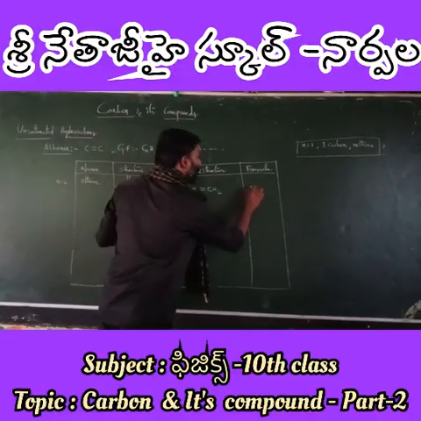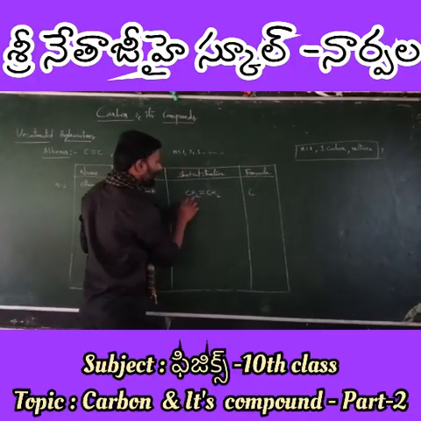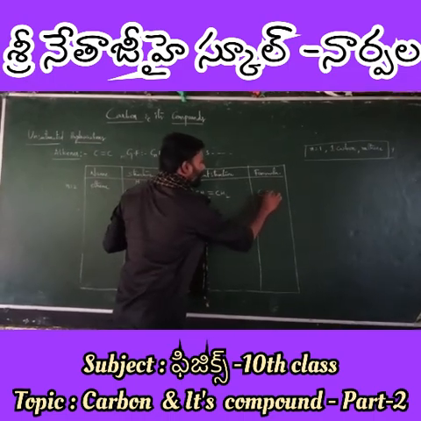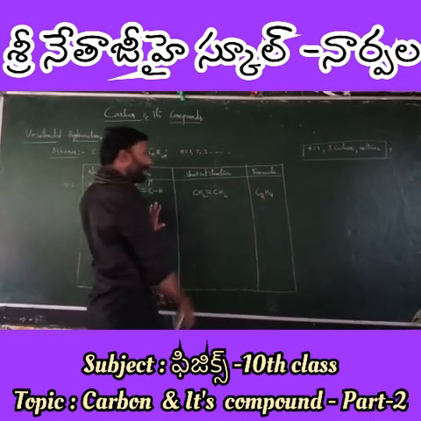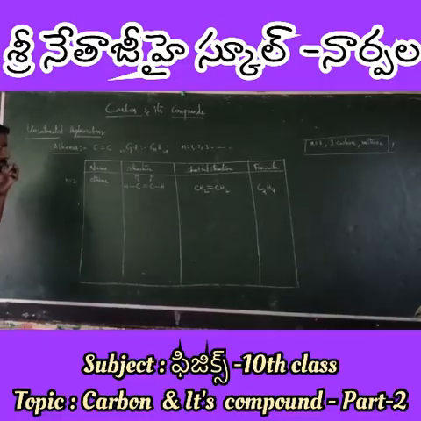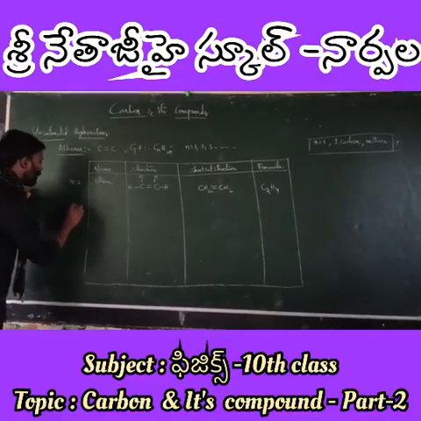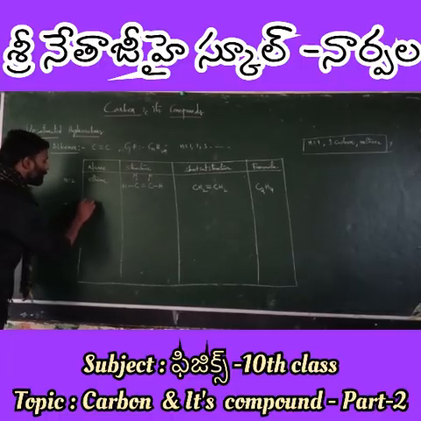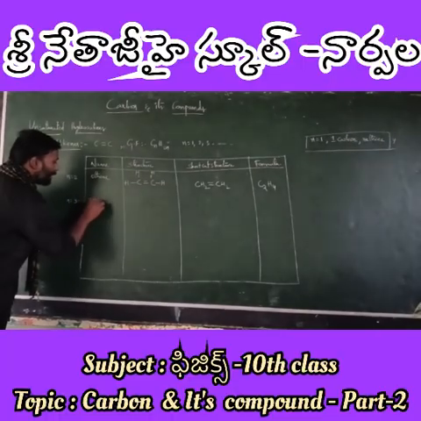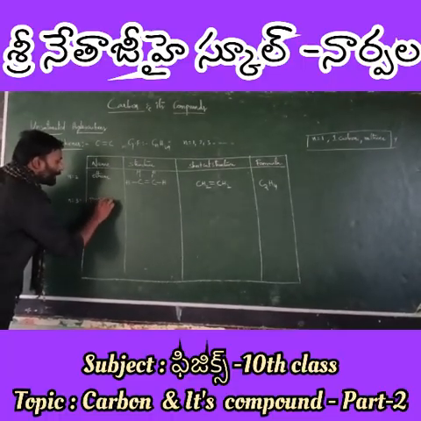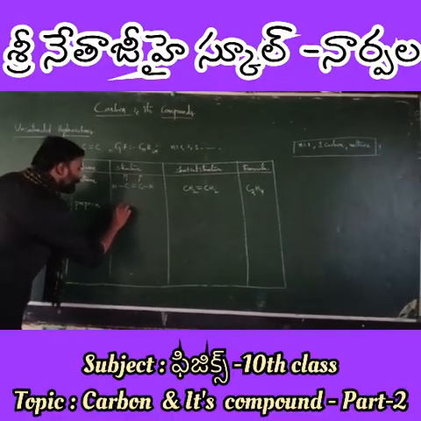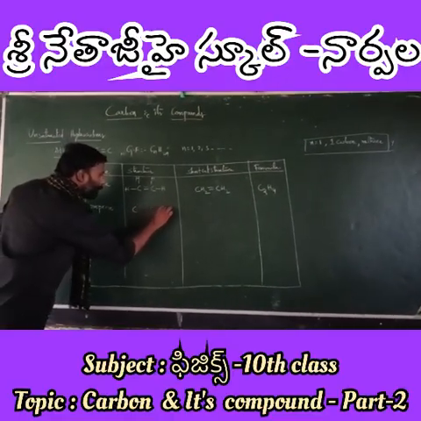And coming to the formula, how many carbons are there? 2 carbons, and 4 hydrogens. So the ethene formula is C2H4. Very simple. You just focus on logic. n is equal to 3 means the starting word is prop, and it becomes propene. So how many carbons should be there? 3 carbons. 1, 2, 3.